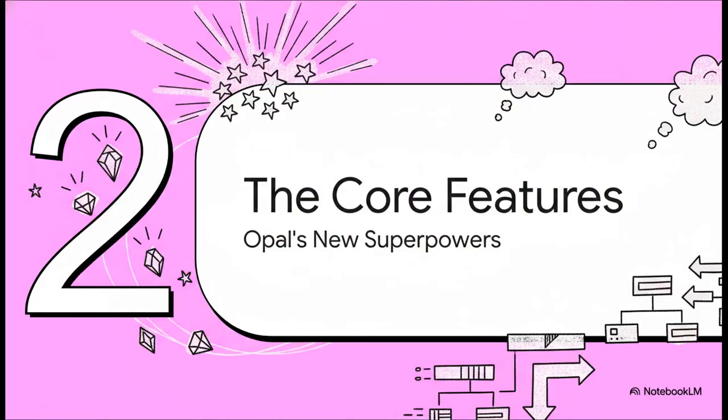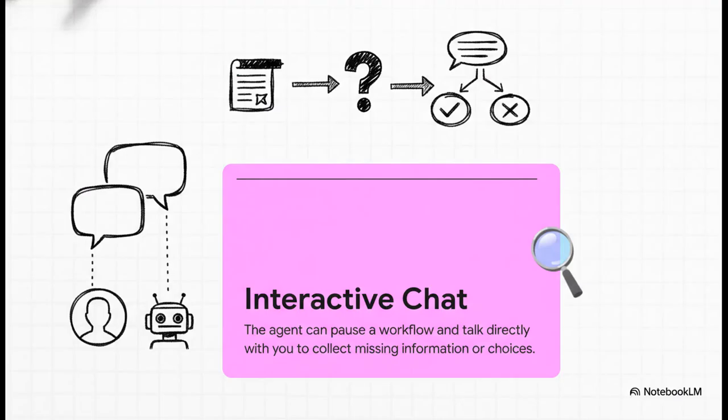Okay, so let's get into the nitty-gritty. Let's break down the core features, the new superpowers really, that make these Super Gems so unbelievably capable. First up, and this is a huge one, is interactive chat. Seriously, this is a game changer. Instead of the AI just blindly running a script from A to B, it can now actually pause in the middle of a task, talk directly to you, and ask for more information. It can be like, hey, I'm missing this piece, or do you want option A or B? It's not just a tool anymore, it's a true collaborator.